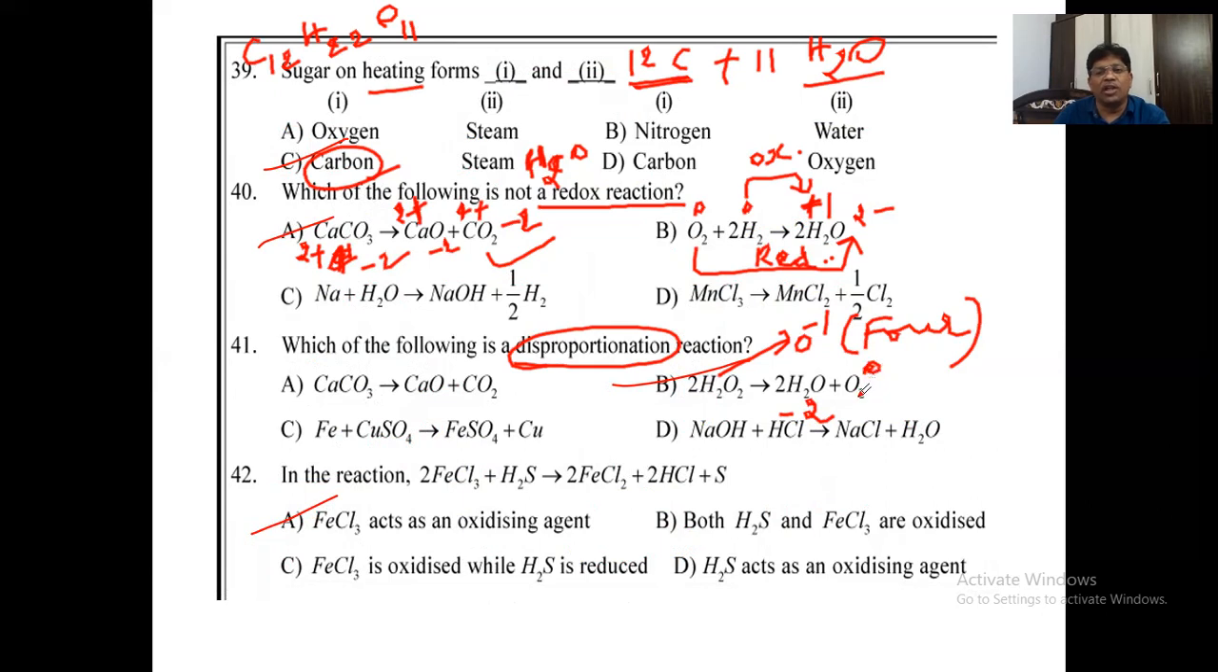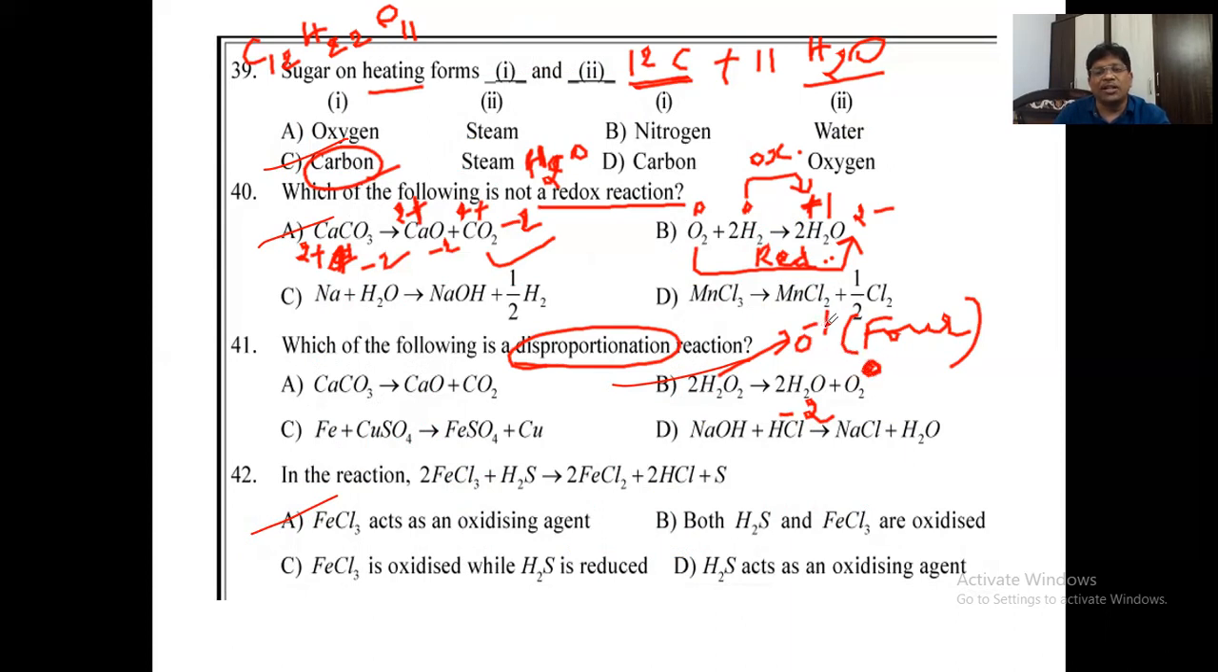In O2 molecule it is 0. But in H2O molecule, what is the oxygen charge? -2. That means here -1, the oxidation state of oxygen, is going to -2, so a decrease in the charge is happening here. The decrease in oxidation state is called what? Reduction. So O-1 is reduced to O-2.